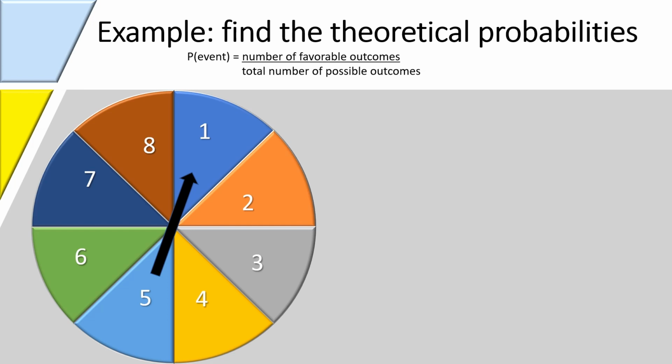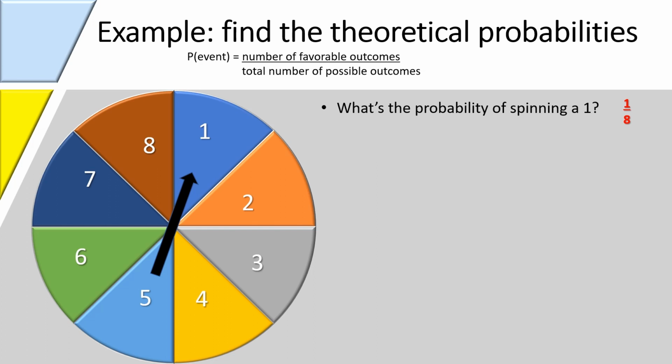Again, we have our equation. The probability of an event happening is the number of favorable outcomes divided by the total number of possible outcomes. The total number of possible outcomes for this particular example is 8 because we have 8 numbers on the wheel, right? So what's the probability of spinning a 1? It's going to be 1 out of the 8.